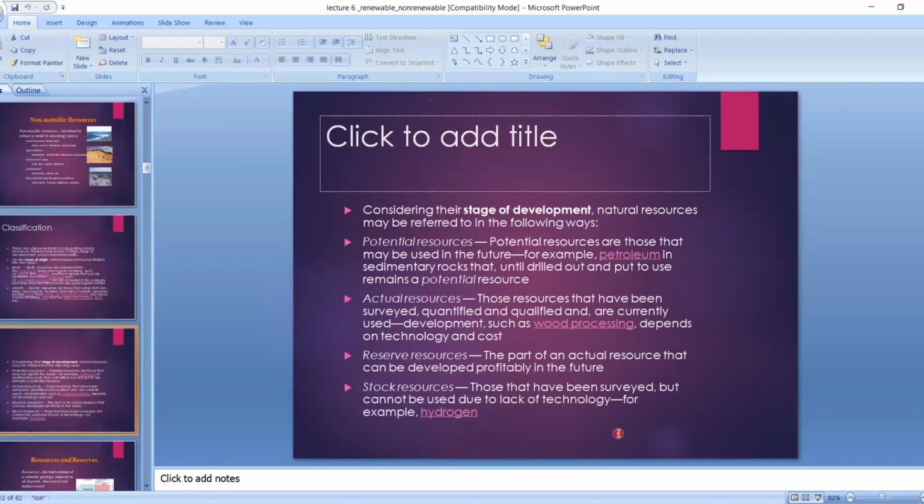If you don't understand the stages of development, you can comment, and I will make an entire full lecture on those resources.